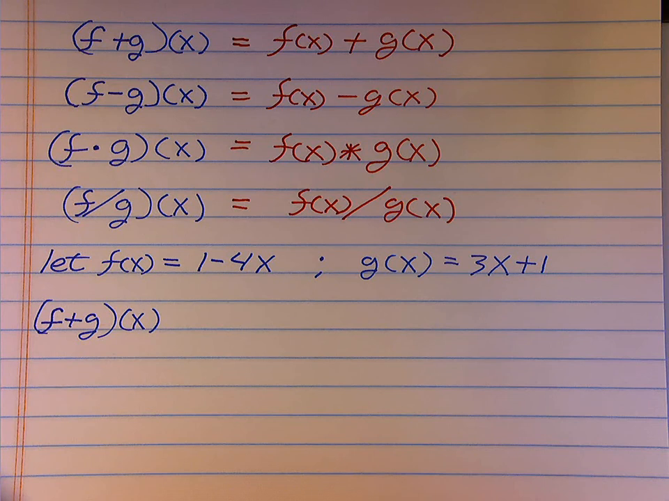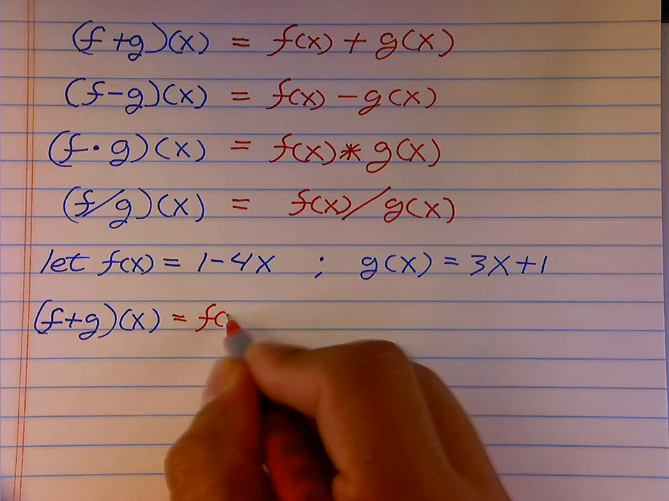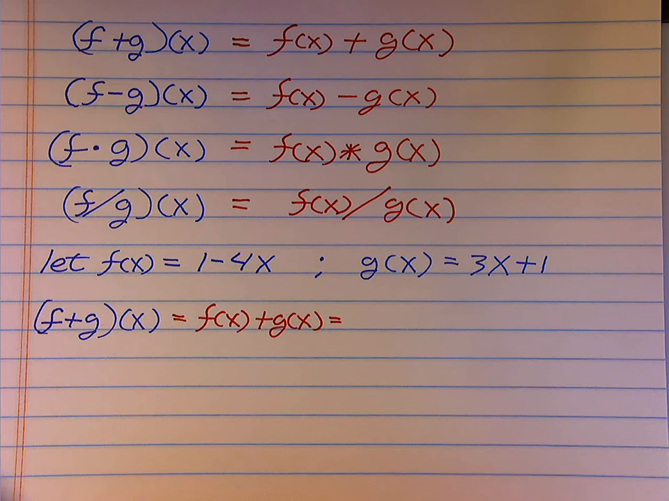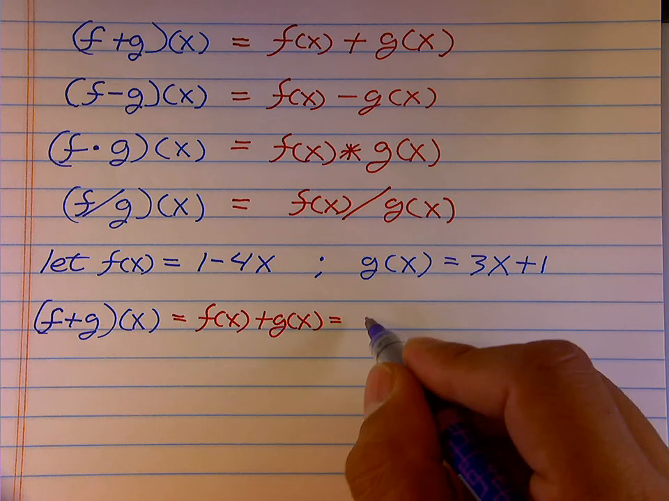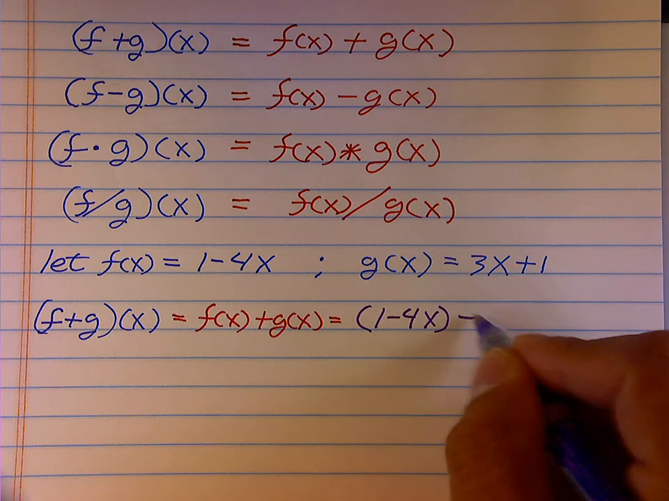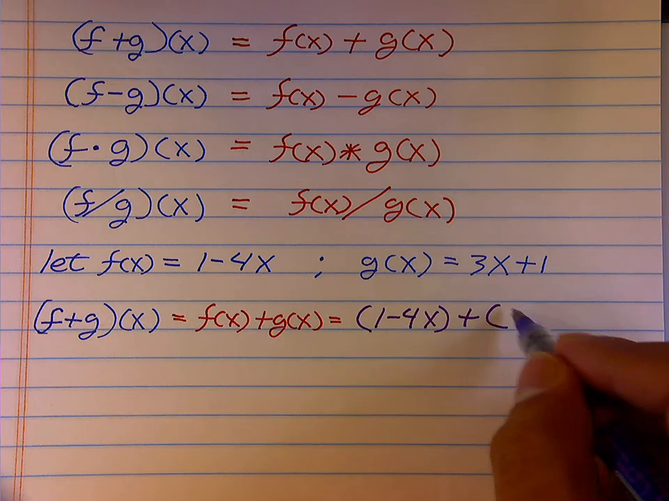Okay, I'm going to now let f of x equal 1 minus 4x and g of x equal 3x plus 1. And I'm going to use the first set of notation, which says just take f of x and add it to g of x. Now I can rewrite it, if you prefer, as the first step. But you don't really need to do this. You can or you don't have to. Then I'm actually going to take f of x in parentheses and add in parentheses what g of x is.